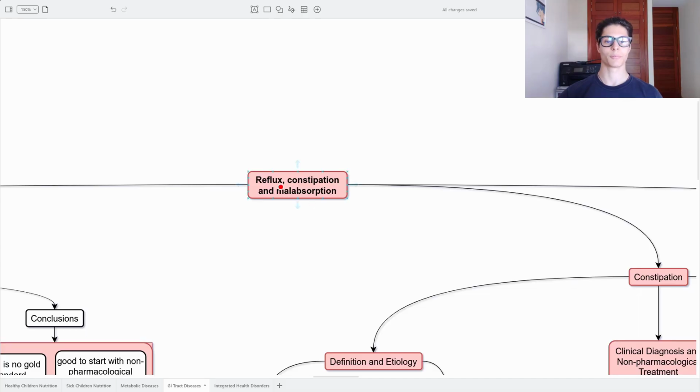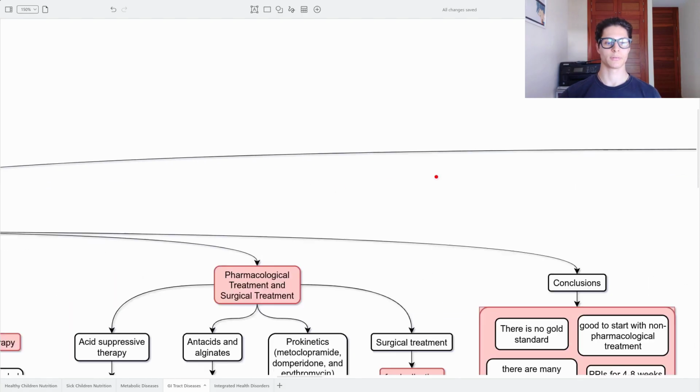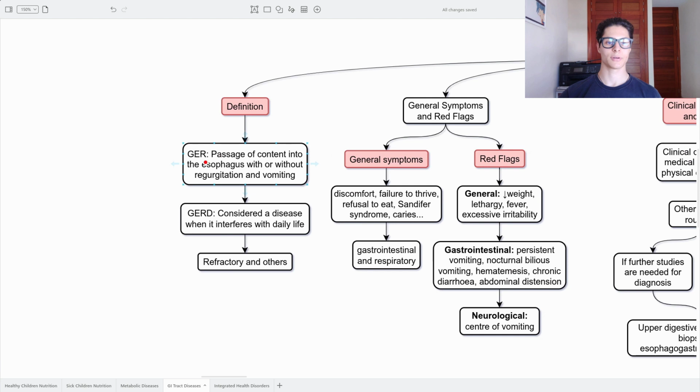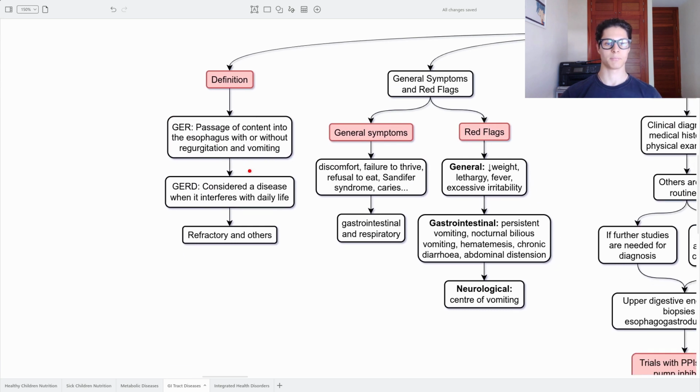So now we talk about reflux, constipation, and malabsorption. The reflux. We have the gastrointestinal reflux and the gastrointestinal reflux disease. It is the passage of content into the esophagus with or without regurgitation and vomiting. So it gets back into the esophagus from the stomach. Considered a disease when it interferes with daily life.